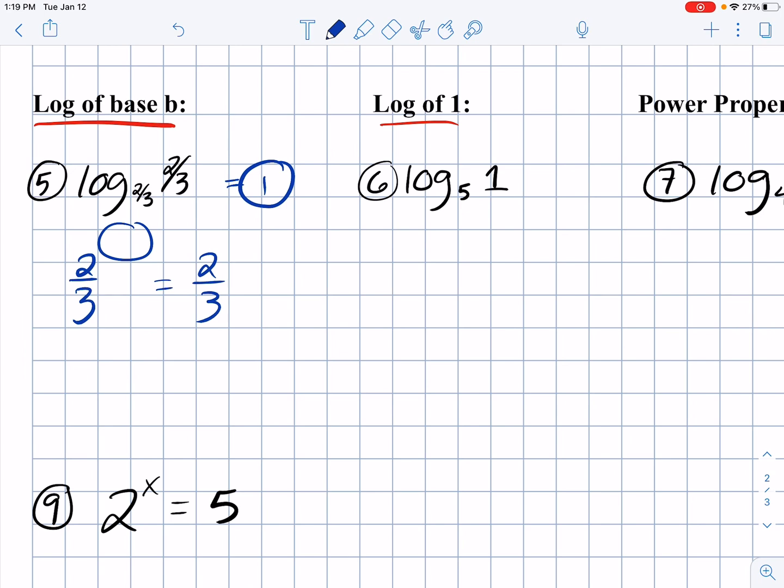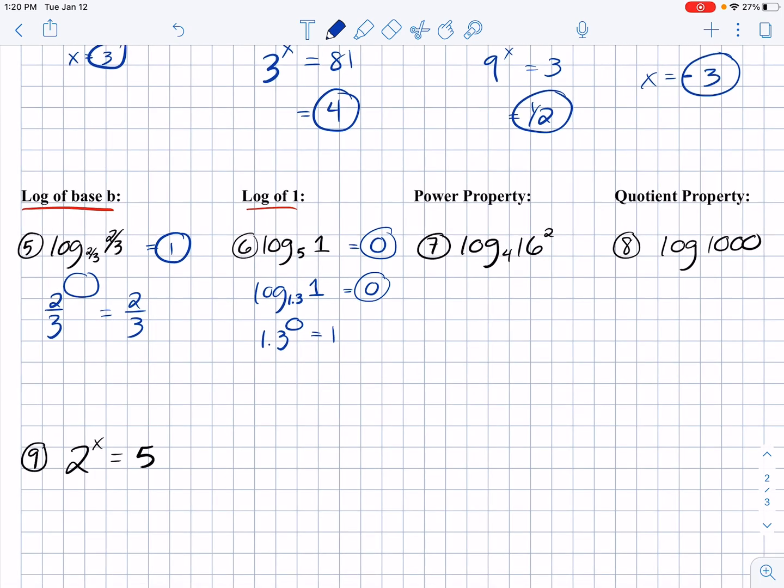Similarly, log of 1 base 5 is always going to equal 0. The log of 1 will always equal 0, no matter what the base is. Log of 1 base 1.3 is 0, because this is saying 1.3 to what power gets you 1. Anything to the power of 0 gets you 1. Log of 1 will always be 0.